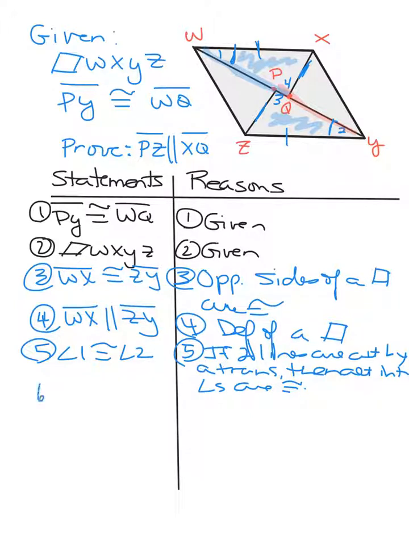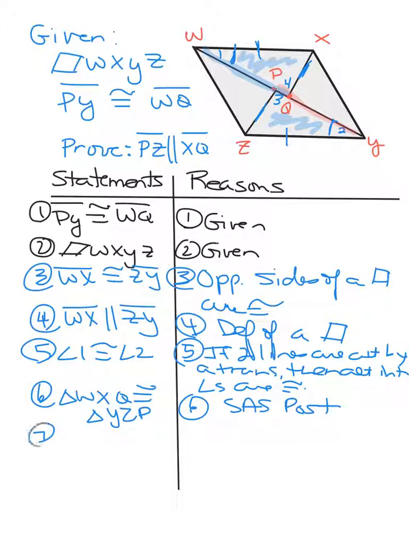Now I have congruency, so I can say triangle WXQ is congruent to triangle YZP, and that is because of side angle side postulate. Now I can say that angle 3 is congruent to angle 4 because of CPCTC.